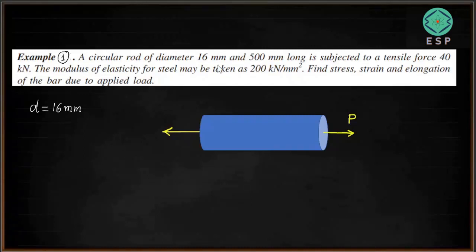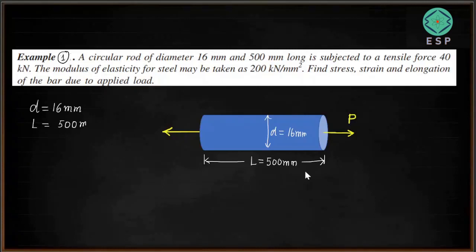A circular rod of diameter 16 mm. So diameter is 16 mm and 500 mm long. So length is 500 mm, right? So this diameter is given as 16 mm. The length from here to here, this length is given as 500 mm, something like this.